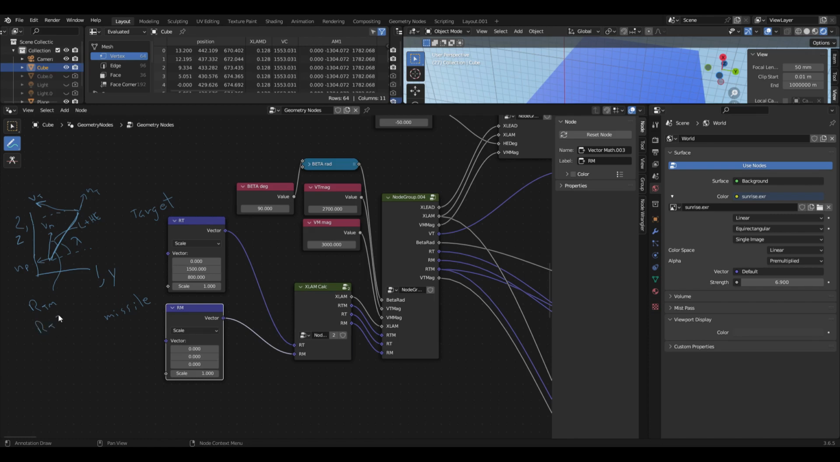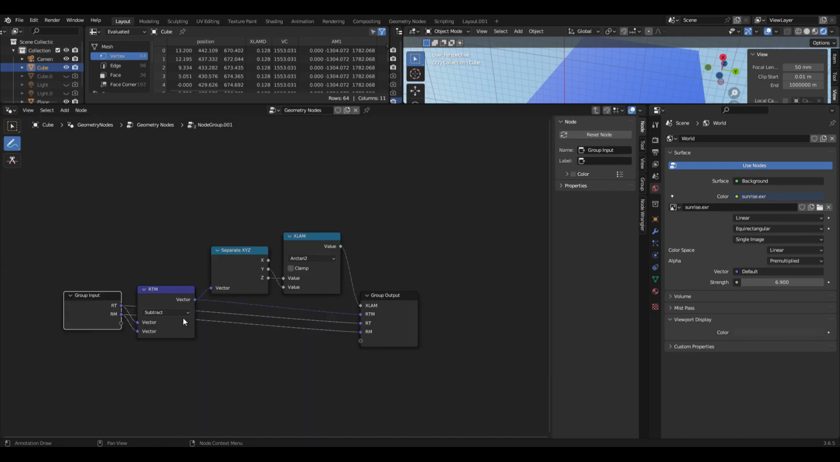And one of the crucial things to calculate is the RTM, which is just the difference between the position vectors. And then there's an angle beta, that's the orientation of the target relative to the y-axis. And so that lambda angle comes from this RTM. You separate it, and then take the arctangent of those two, and that gives you the lambda angle in radians.